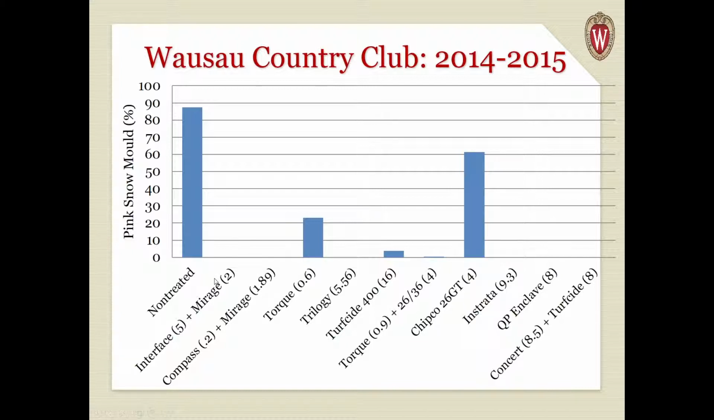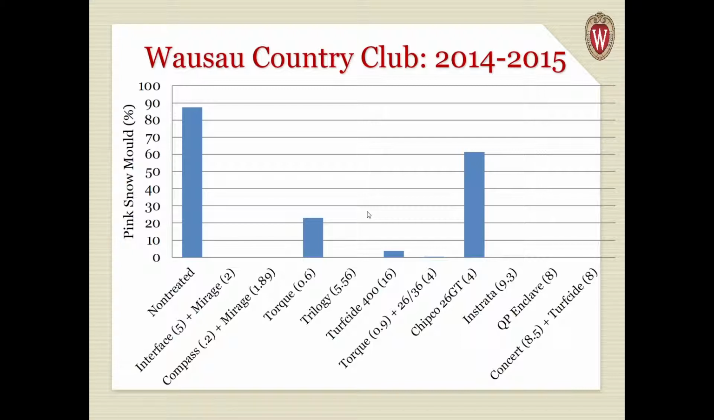Here's Interface Mirage. It's a mixture of iprodione, trifloxystrobin, and tebuconazole, right? So 3 active ingredients. Here is Torque, which is tebuconazole on its own, not providing very effective control. Here's iprodione on its own, not providing very effective control. The products that have mixtures of 2, 3, sometimes 4 active ingredients are the ones far and away providing the most effective control.